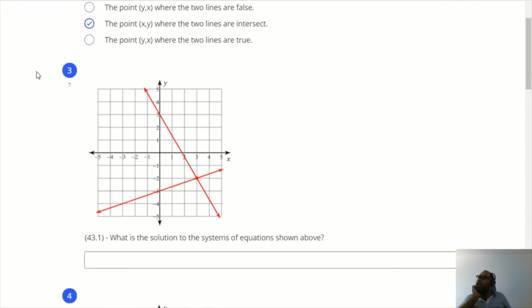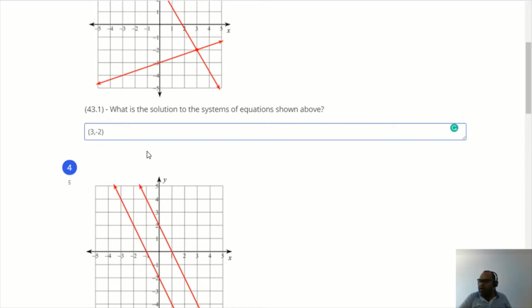Number 3, you have a graph here. What is the solution to the system of equations shown above? Guys, where is the intersection? Where is it for x? The intersection for x is 1, 2, 3. Nice. Let's write 3, comma. And for y, -2. Just locate where the intersection is. And here's the solution: the intersection over here, the point 3, comma, -2.